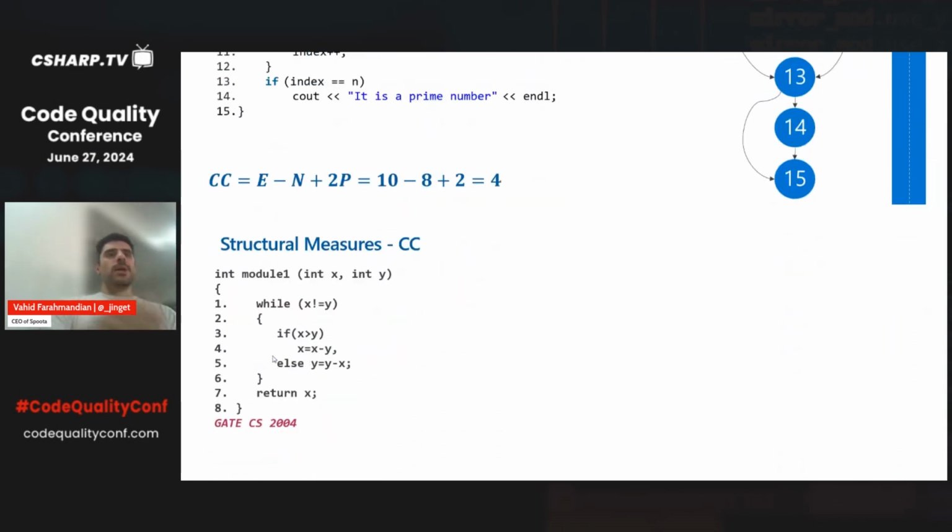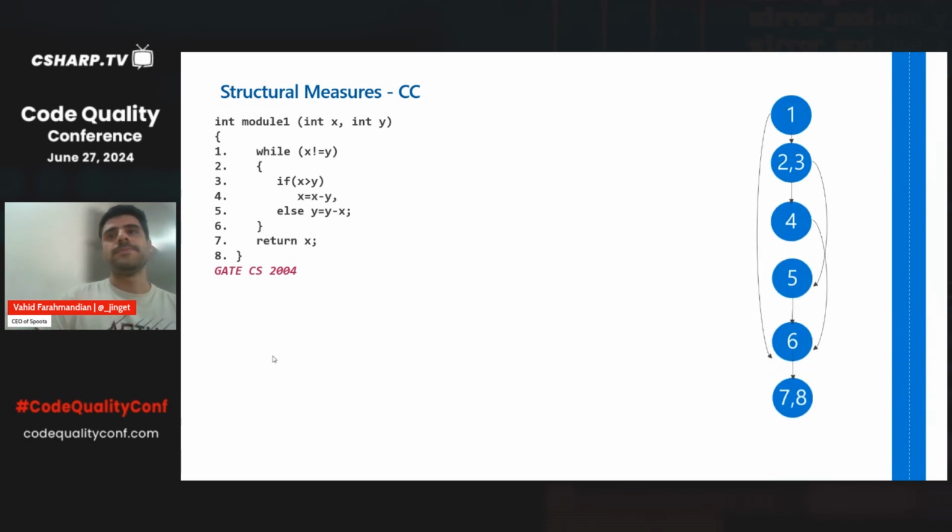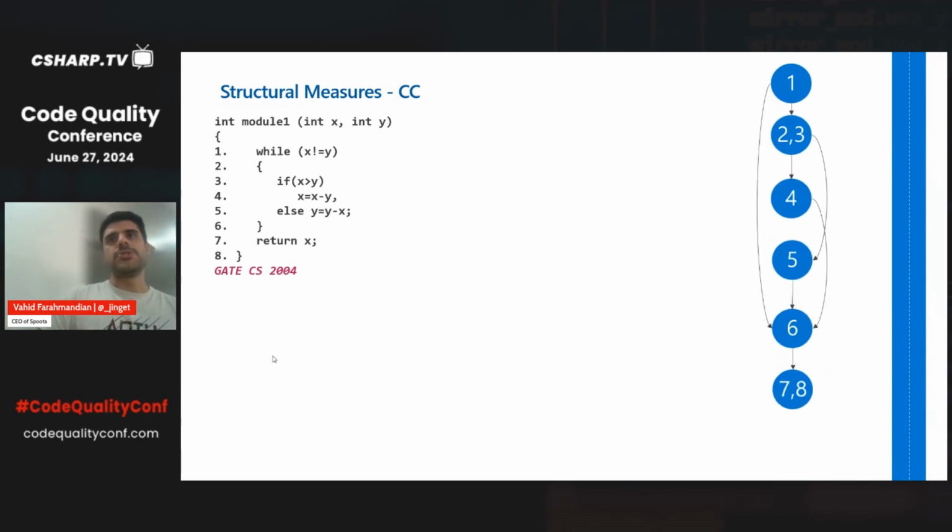Let's see another example. It's very easy to calculate cyclomatic complexity in this code. Of course, this code example is from the GATE CS 2004 exam questions. Let's calculate the code complexity in this example. We can draw the graph from line number 1. We have the option to jump into line number 6, or we can continue the execution to line number 2 or 3. Again, from line number 2 or 3, there's an if condition. We can jump into line number 5, or we can continue to line number 4. We reach the end of our lines.